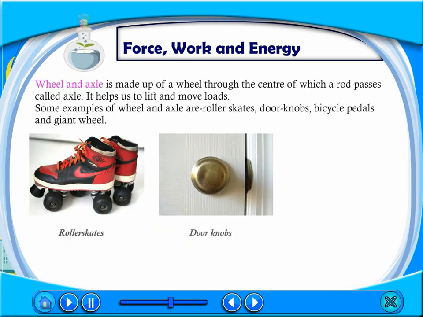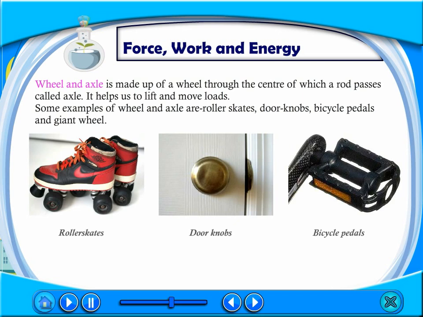Wheel and axle is made up of a wheel through the center of which a rod passes called axle. It helps us to lift and move loads. Some examples of wheel and axle are roller skates, doorknobs, bicycle pedals and giant wheel.